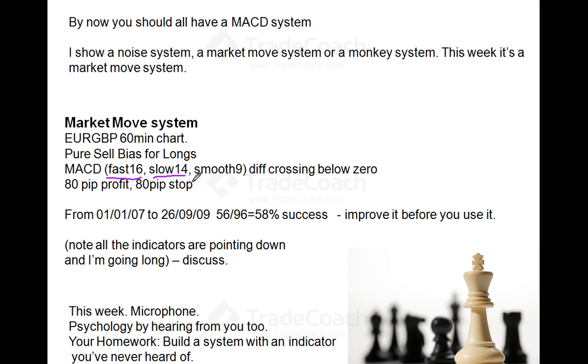Why did I do that? I don't know. But what I do know is that they work, and they work very nicely. And that was just through my process behind the scenes when I put together a system, and I found that it worked really nicely. So you might want to write them down or screenshot them, but a fast at 16, a slow at 14, and a smooth at 9.